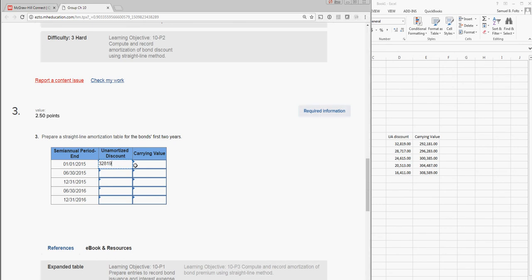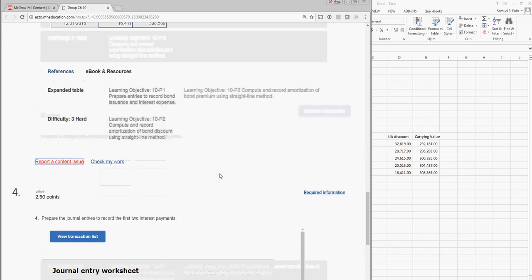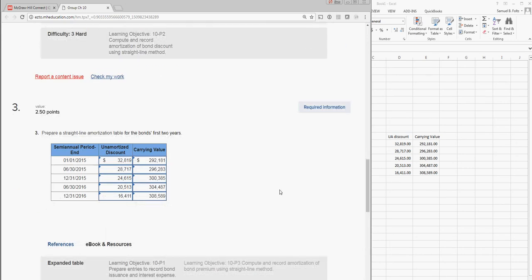So the $32,819 gives us a carrying value of $292,181. I don't know where it all went, but I know I typed it. And then 287,17, 296,283, 12,31, it was 246,15, 300,385, 25,13, 304,487, 164,11, and 308,589. And that will complete the amortization table for the bond's first 2 years.